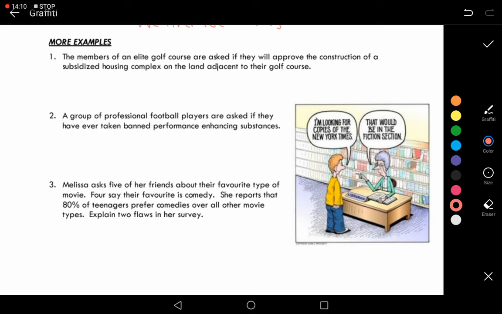Okay, a couple more examples here. So the members of an elite golf club are asked if they will approve the construction of a subsidized housing complex on the land adjacent to their golf course. So obviously, if you're just asking members of the golf course, hey, can we build housing right beside your golf course, they're obviously going to say no, right? So you have to ask a wider population or you're going to have sampling bias.